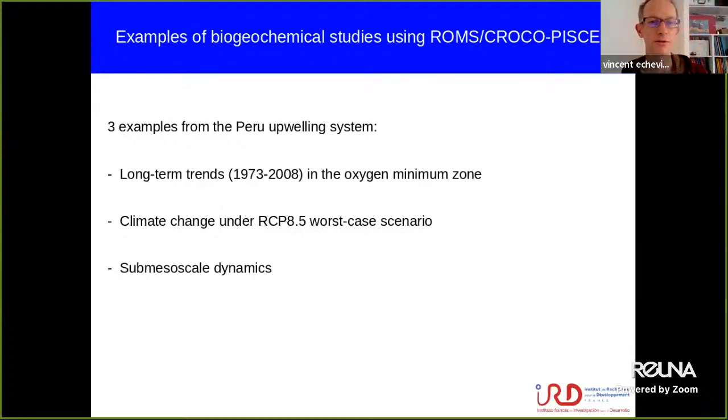Since I worked a lot on the Peruvian cooling system, I will mention different studies. One on the long-term trends over more than 3 decades in the Peruvian oxygen minimum zone. I've worked a lot also on climate change, so I will present some work we did fairly recently using the CMIP5 scenarios, worst case scenario, and its impact on the Peru cooling system. And I will show briefly a study on the impact of sub-mesoscale dynamics in an upwelling system in the Peru cooling system.